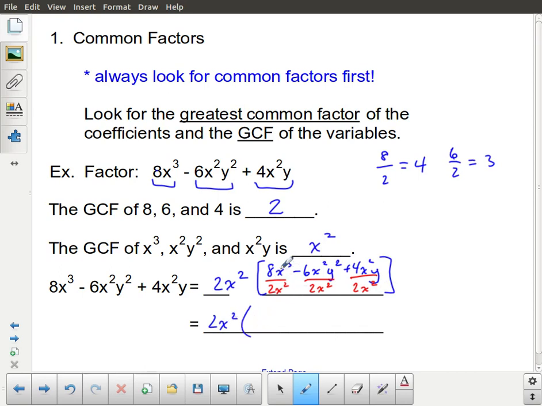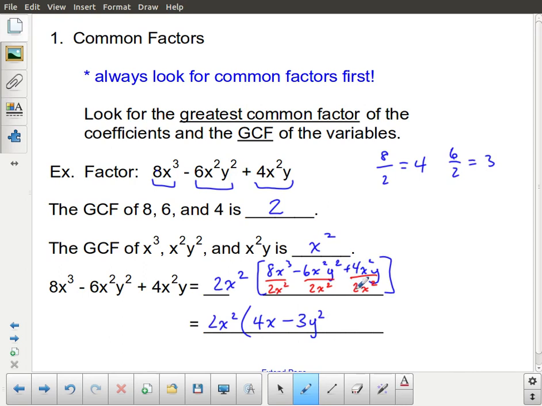And now I'm actually going to say, well, what is 8 divided by 2? 8 divided by 2 is 4. And what is x cubed divided by x squared? That's just going to leave me an x. I've got a minus sign and a plus sign here, so that's going to be negative. 6 divided by 2 is 3. x squared divided by x squared is just 1, so I'm not going to write anything to represent that 1. And then y squared is on its own, so that's going to be negative 3y squared.